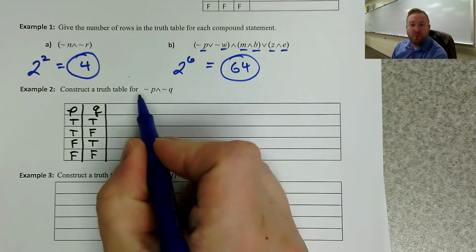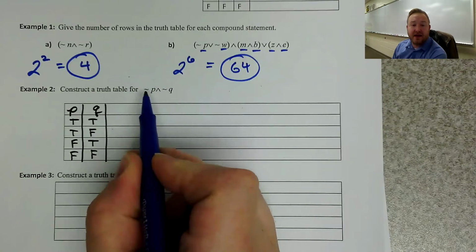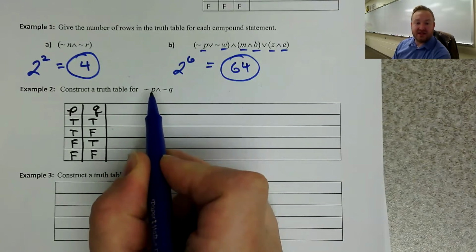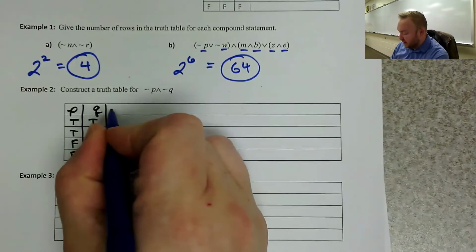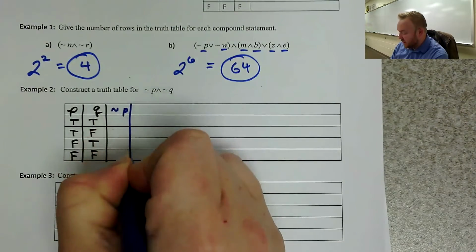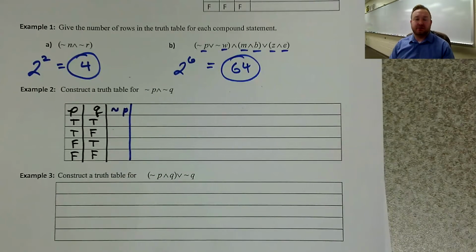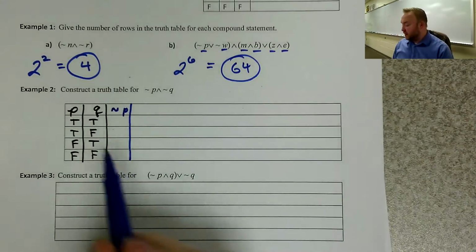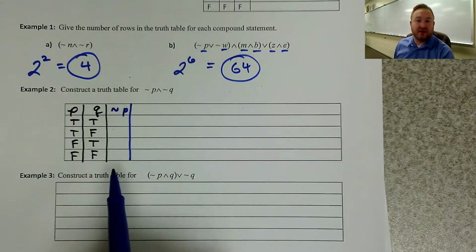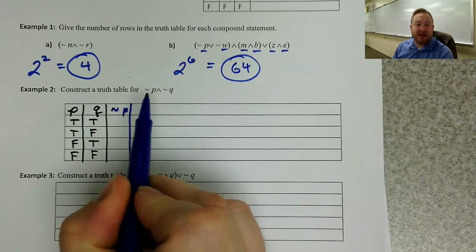I'm just going to make my way from left to right in this statement. The first thing I see here is that I want to negate the P statement. So I need to have a column in my truth table for the negation of P, or as I like to call it, a not P column. I'm going to fill in the trues and falses for that column once I get all the column headings set up. Okay, so I've got a not P column.